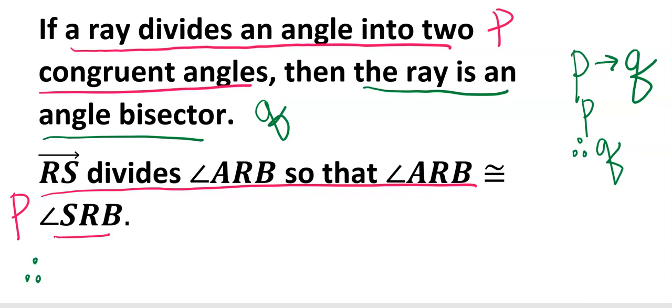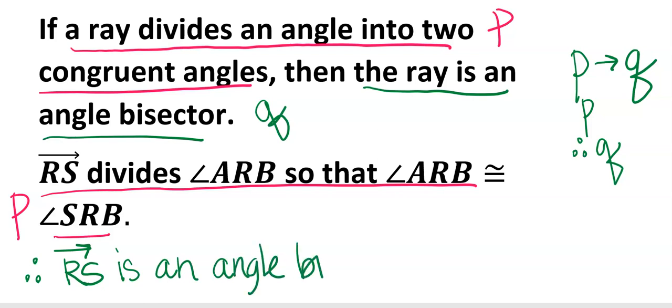Okay, well the Q part is the ray is an angle bisector. Which ray are we talking about? Ray RS. So you do have to be specific when you're talking about these things. Ray RS is an angle bisector. And that would be your conclusion.